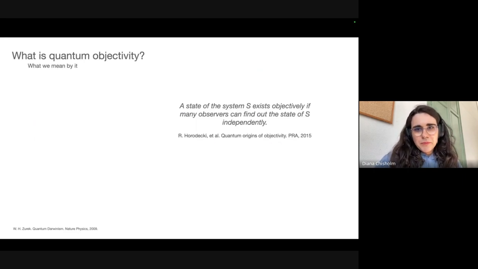So what is quantum objectivity? Now, of course, it's difficult to define objectivity even in a classical context. So what we usually do in the quantum context is that we make an operative definition and we go by it. You can find lots of very slightly different definitions out there. Just for the sake of having a common one, we can use this one, for example, from the 2015 arXiv paper, which simply says that a state of the system S exists objectively if many observers can find out the state of S independently.